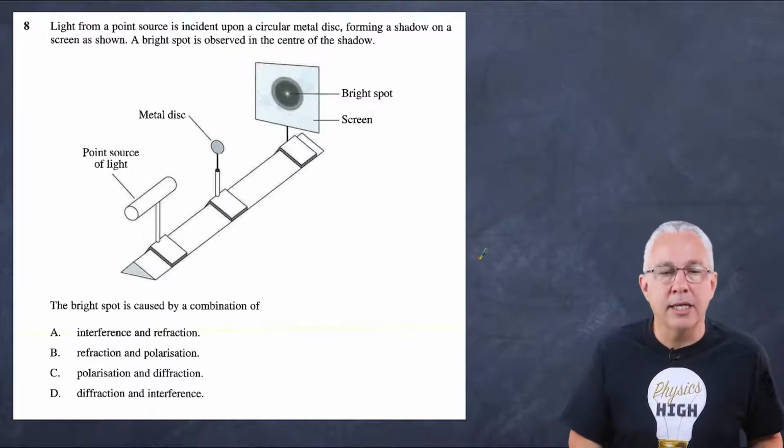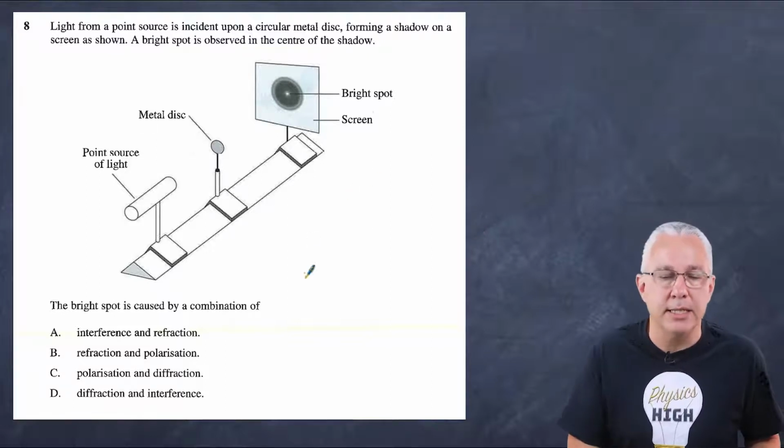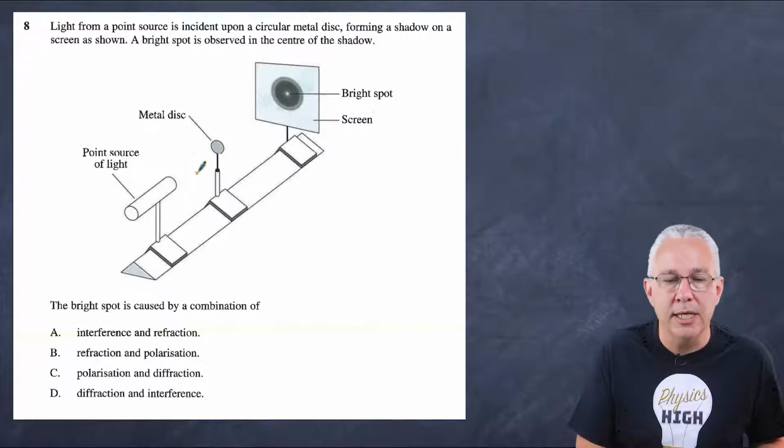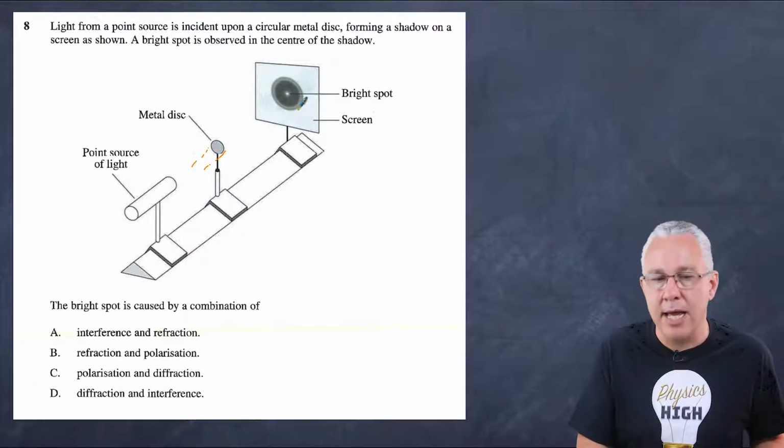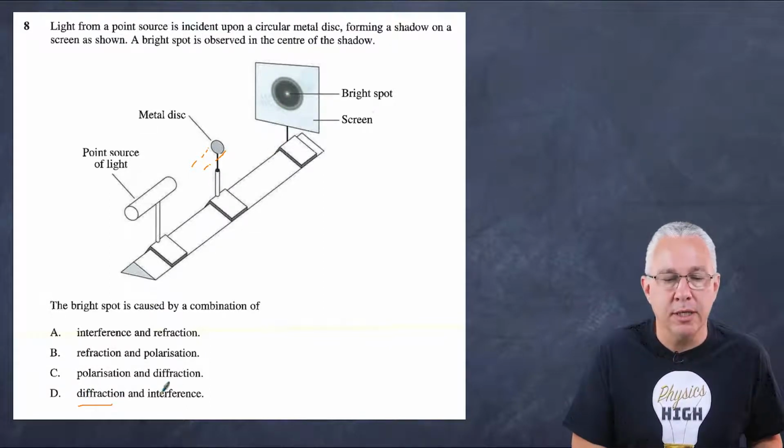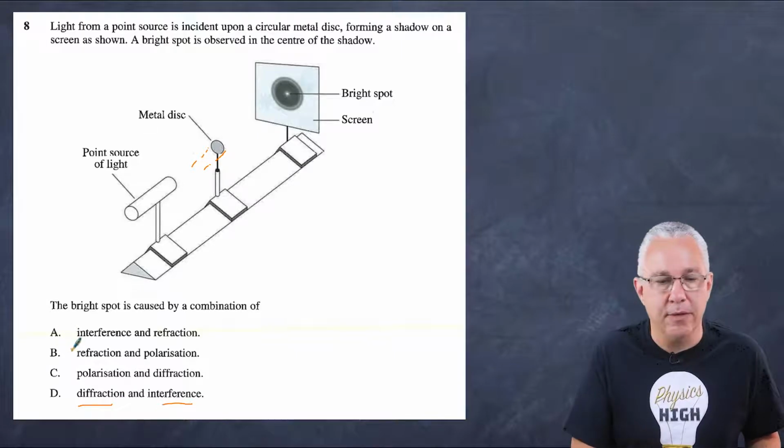Question number 8. Light from a point source is incident upon a circular metal disc, forming a shadow on the screen, but a bright spot is observed in the center. What is going on? Well, light is hitting the edges of my metal disc, but it diffracts, that is, it bends around those edges along all of the path of the disc. And so we have light basically arriving from those edges, but they're all arriving in phase, so they add up. Therefore, there is constructive interference. And so this is an example of both diffraction and interference, and it's therefore none of the other options.